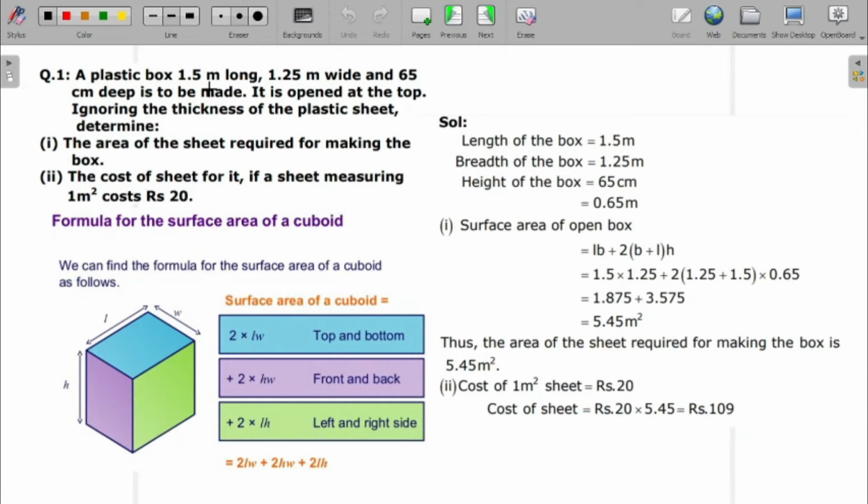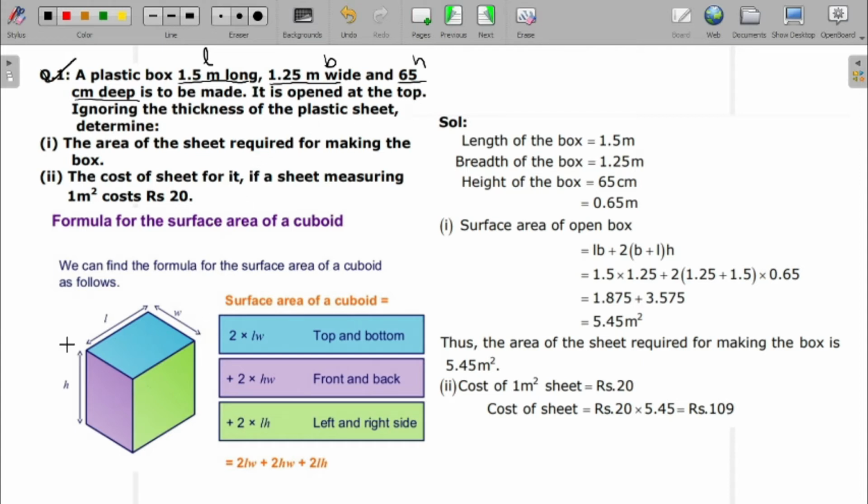In question number 1, as you can see, a plastic box is 1.5 meter long, so this will be the length, and 1.5 meter wide, that will be the breadth, and 65 centimeter deep, that means this is the height. Okay, so it is open at the top. Open at the top means we have to ignore the top.